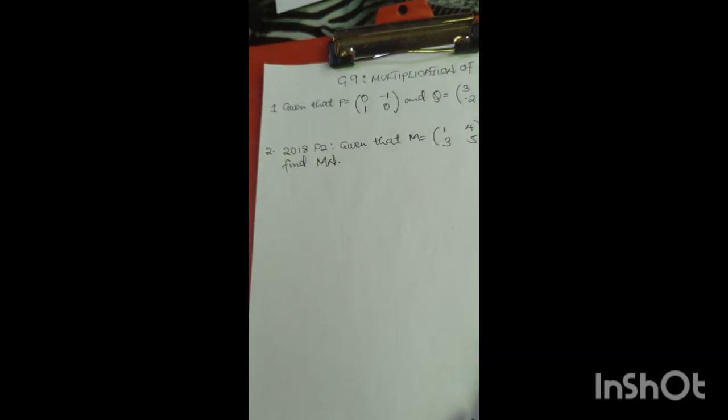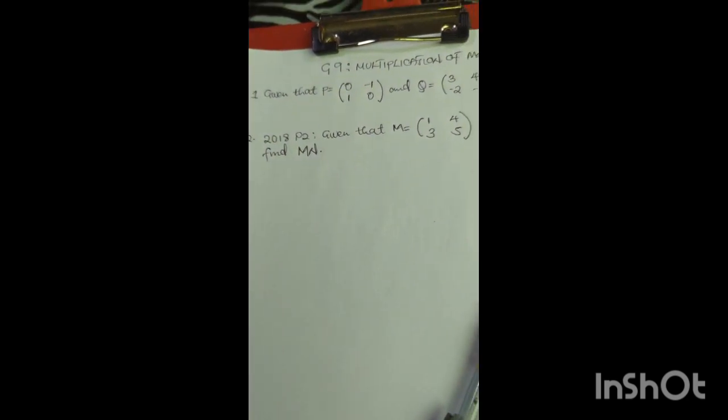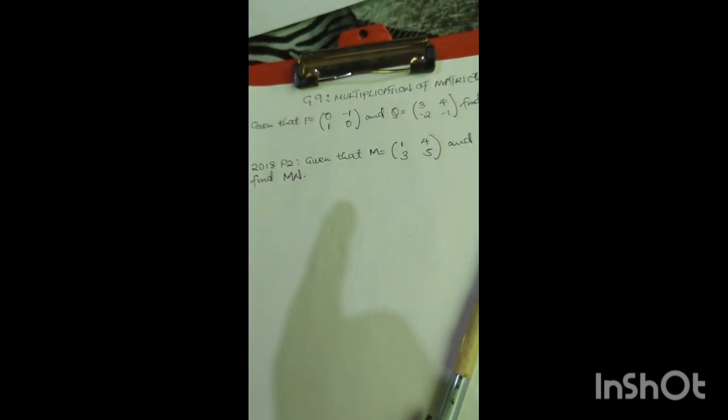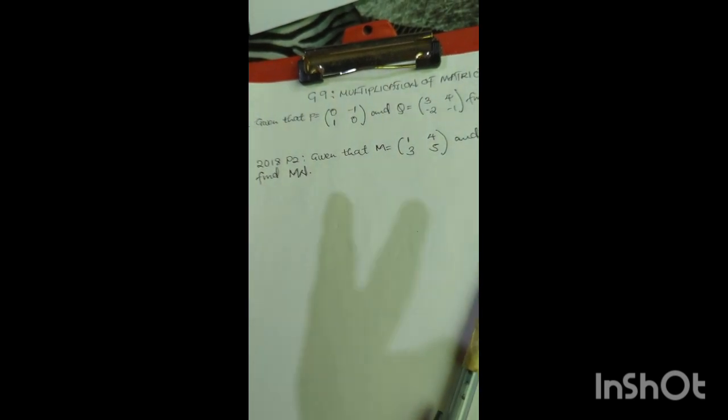Just a recap of what you need to know about matrices. The first thing you need to learn is scalar multiplication, which is already uploaded on my YouTube channel. You start with order actually, then you go to scalar, then addition and subtraction, and the last component is multiplication. For multiplication, I've divided it into two parts.